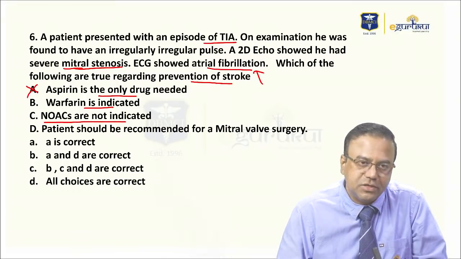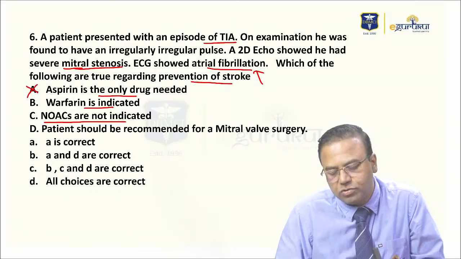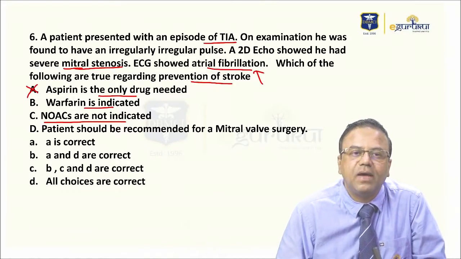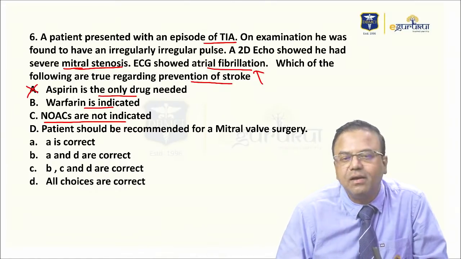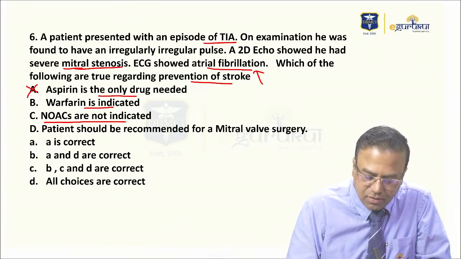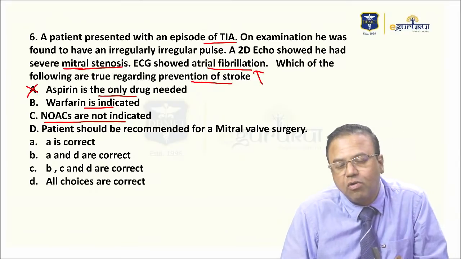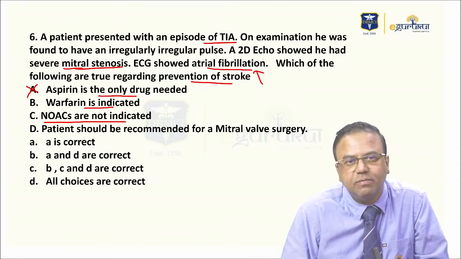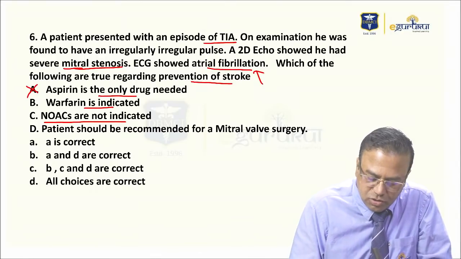Again, we discussed this last INICET also. You cannot use NOAC for mitral stenosis. You cannot use NOAC for mechanical valve, that is, post-prosthetic valve. So these two are newer oral anticoagulant agents like apixaban, rivaroxaban, dabigatran, they cannot be used. So this is a true statement. Warfarin is indicated. NOACs are not indicated.